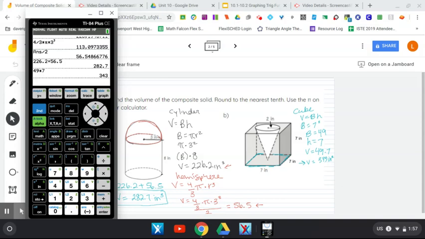All right, now we want to do the volume for our cone. And Mrs. Klimek does not know how to spell cone, apparently. C-O-N-E. The volume of a cone is 1/3 the area of the base times the height. The base is going to be equal to pi r squared.